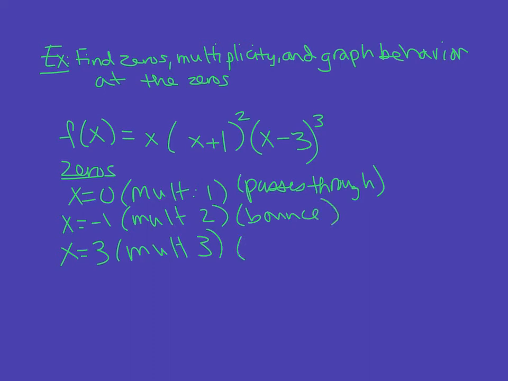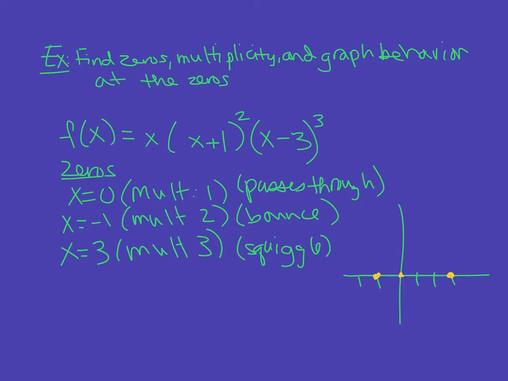And at x equals 3, that's where we have our squiggle. So let's go ahead and draw this. It's not going to be completely drawn to scale, but hopefully you'll get the idea of what it looks like. So we know that we have zeros at 0, -1, and 3. I'm not going to worry about my y values yet. I just want you to get the basic shape of it.